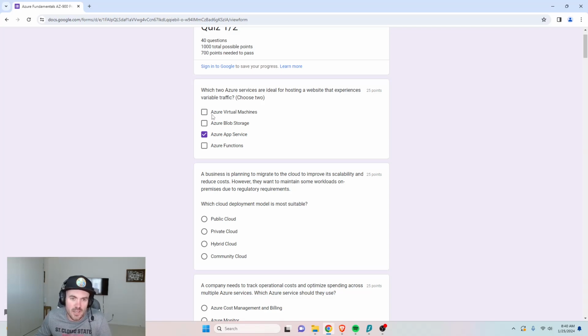But I would say it's more plausible to use this for hosting a website than Azure Functions. Functions are just a service that's used for serverless computing and tasks. Not really for website hosting. So I'm gonna go with Azure VMs. Even though this isn't perfect, it'll do.